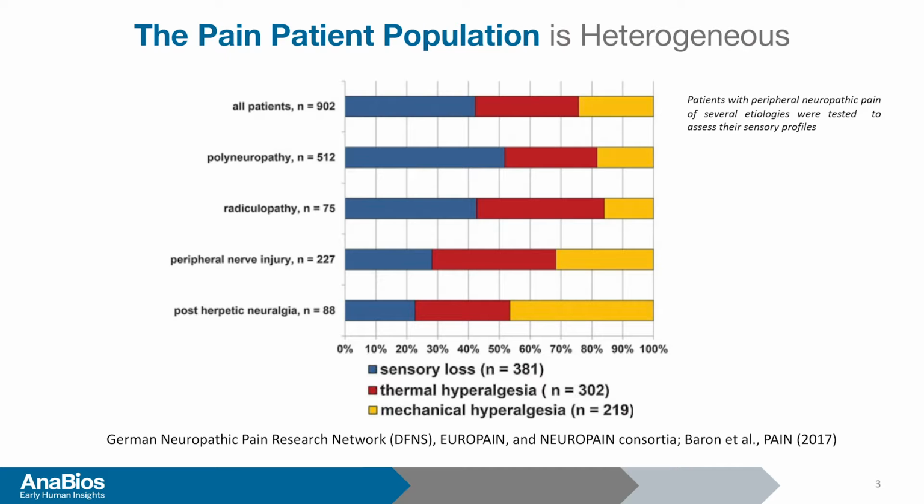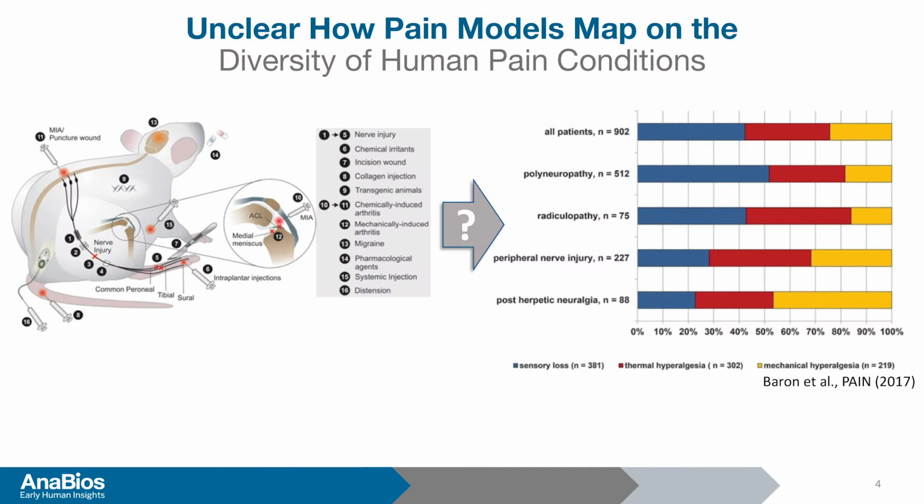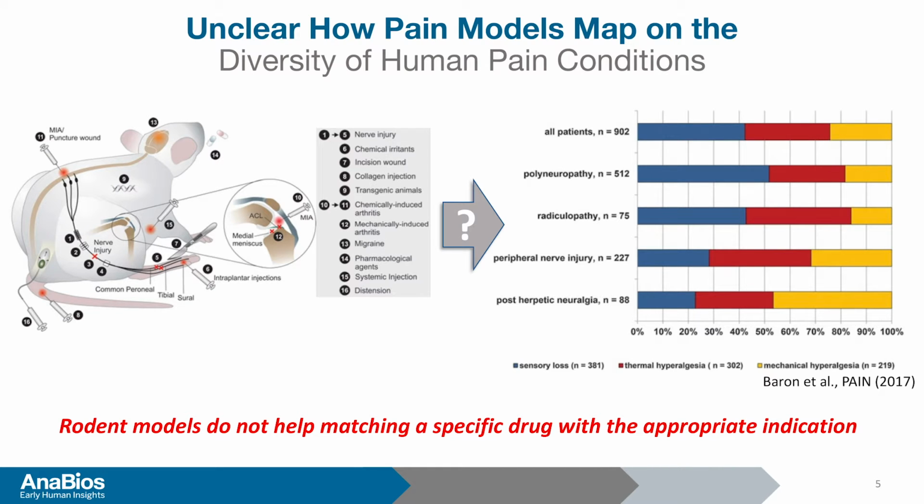So the question is, how do the preclinical animal models of pain map onto these very diverse patient populations? And unfortunately, we don't really have a good answer, which means that in most cases, the results obtained in animal models cannot help us predict which specific therapeutic indication could be most appropriate for a given drug.